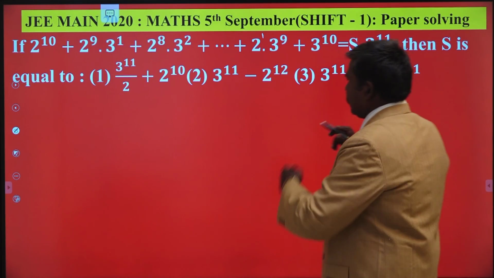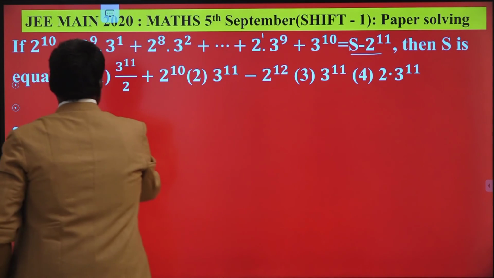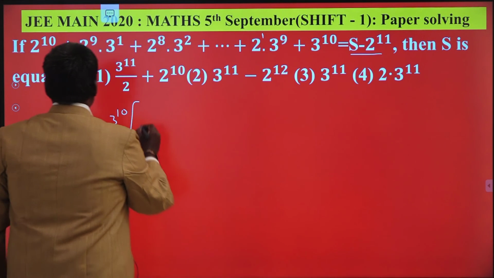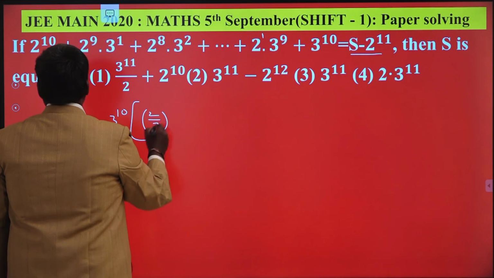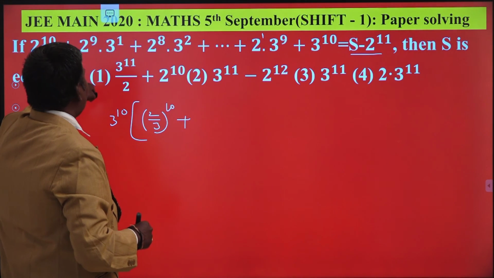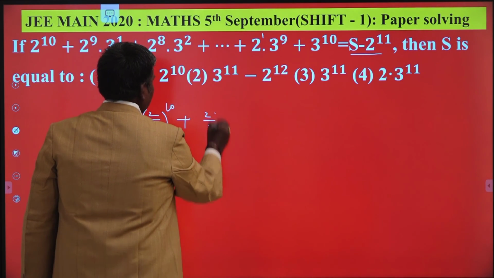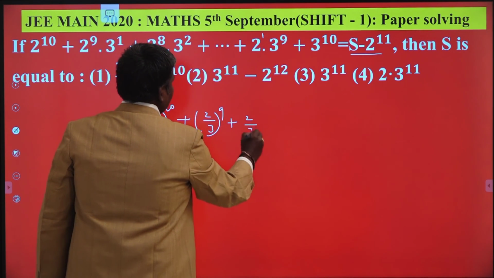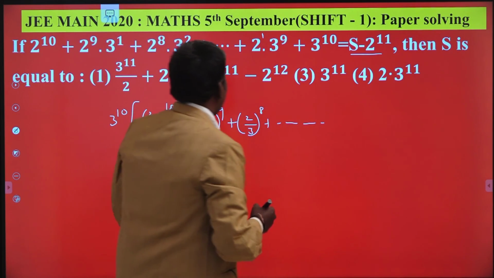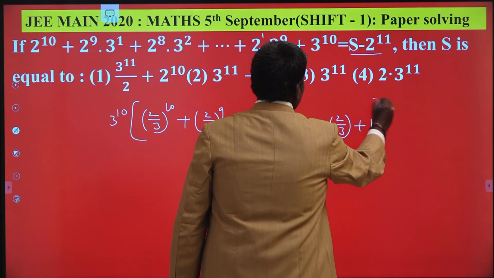So you may take common 2 power 10 or 3 power 10. What happened? I am taking 3 power 10 common. 2 power 10 by 3 power 10, that means (2 by 3) whole to the power of 10, plus this is 2 power 9 by 3 power 10 into 3 power 1, (2 by 3) whole to the power of 9, plus (2 by 3) whole to the power of 8, plus and so on up to plus 1. Here what happened? 2 by 3 will be there, 2 by 3 plus 1.